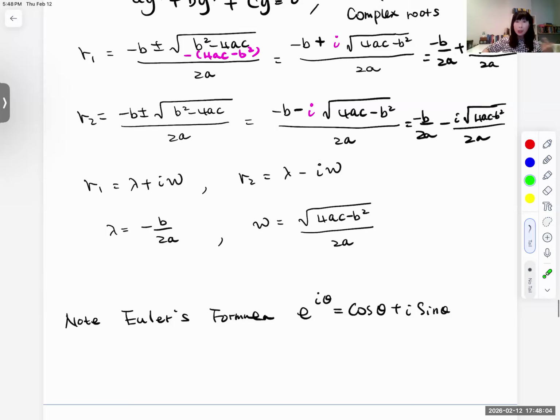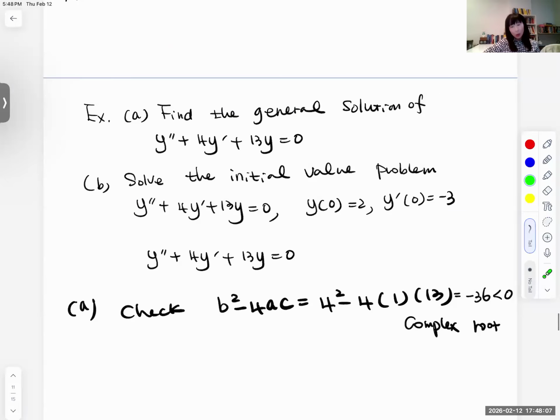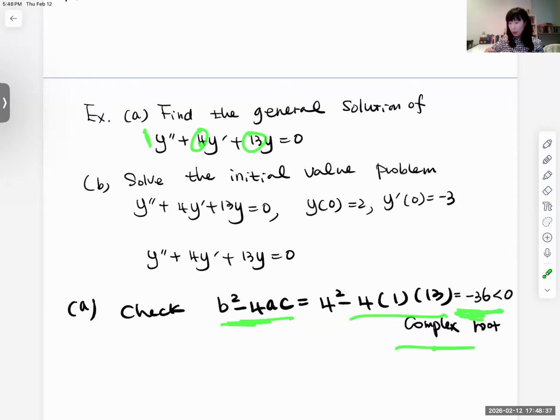Okay. Let us do this question. This will be the last question for this section. So we have: find the general solution of the linear second order differential equation, right? Okay, so let's check whether there is a complex root or not. So we check b squared minus 4ac. So b squared minus 4 times a times c, which is negative 36, which is less than 0. So there must be a complex root, yeah?